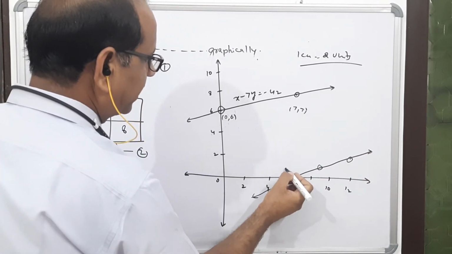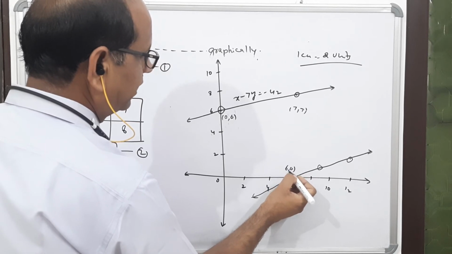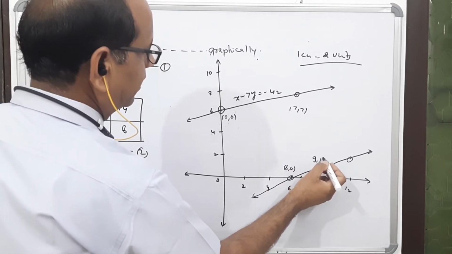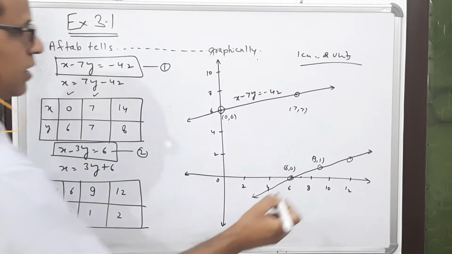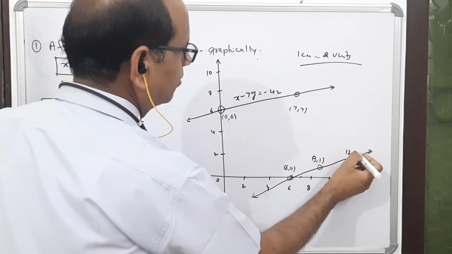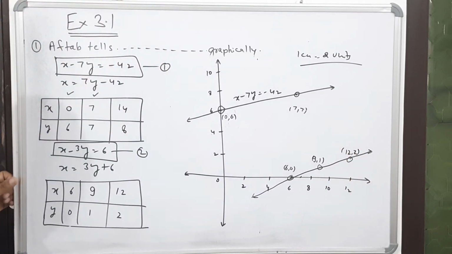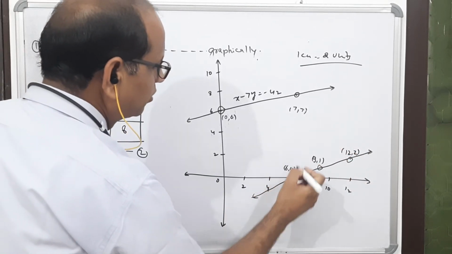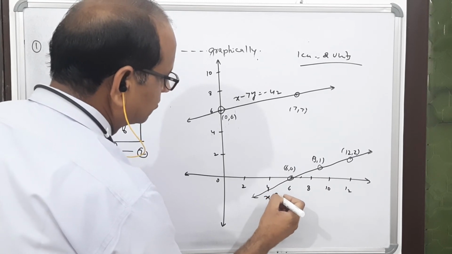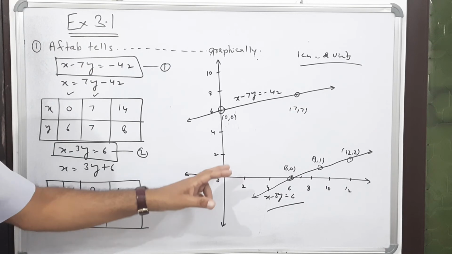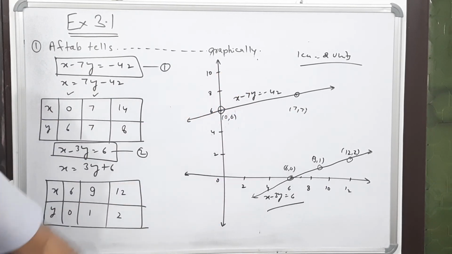The important part is you have to write the coordinates. Very, very important. It is 9 and 1. Very important. And 12 and 2. And at the same time you have to write the equation also. So here, this is the complete graphical representation.